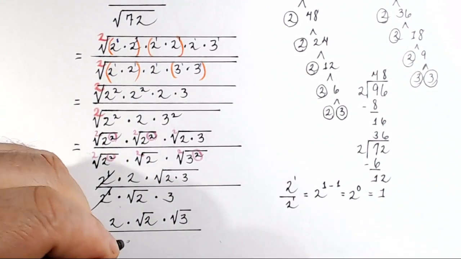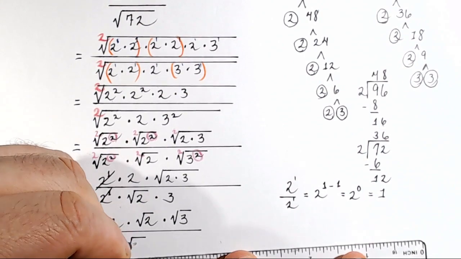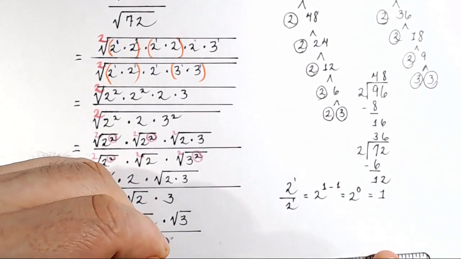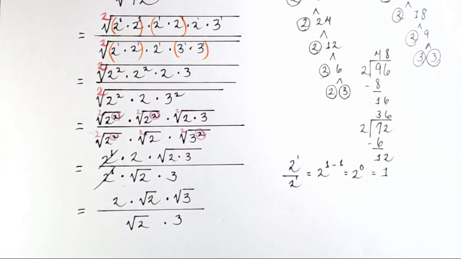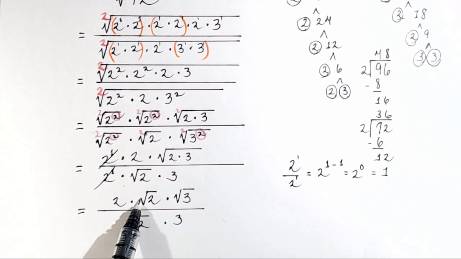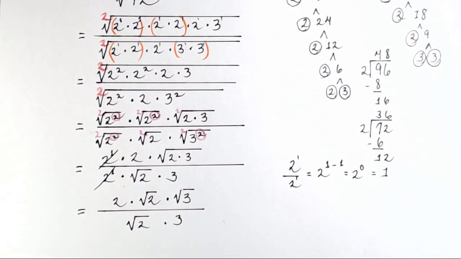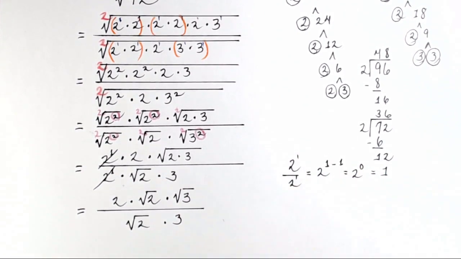Okay? In the denominator, I have the square root of 2 times just 3 by itself. All right? So, what do we have left? Notice we now have another pair. We've got a square root of 2 here and a square root of 2 here. We can do the same thing that we did with these values here using the quotient rule to cancel them out. Let's see what that looks like.